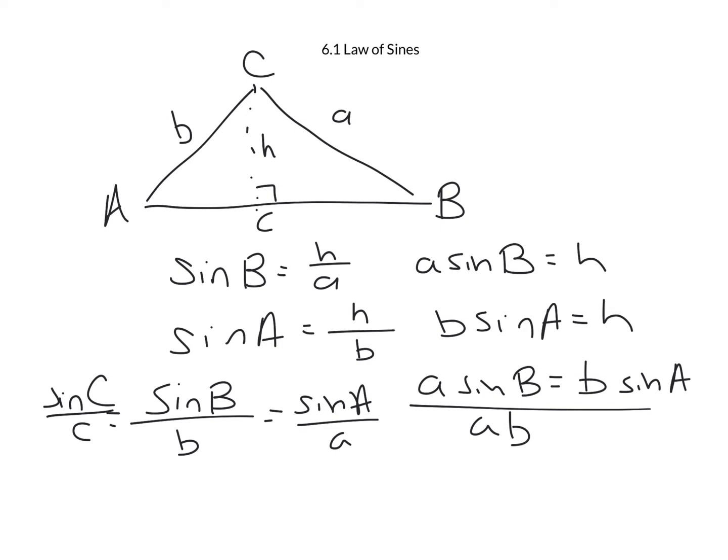Make a quick note, your book did flip these. They put lowercase c over sine capital C and lowercase b over sine capital B. If you want to write it that way, that's fine. You do you, however you want to write it, as long as all the sines are either on the numerator or all the sines are on the denominator and you're consistent with that.